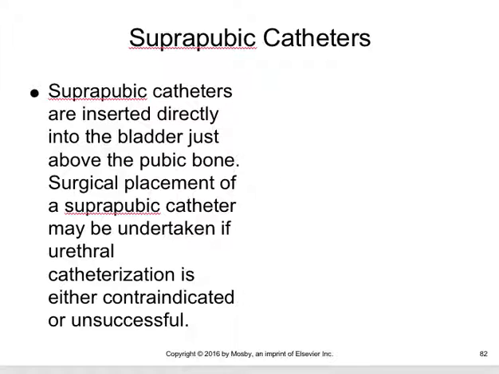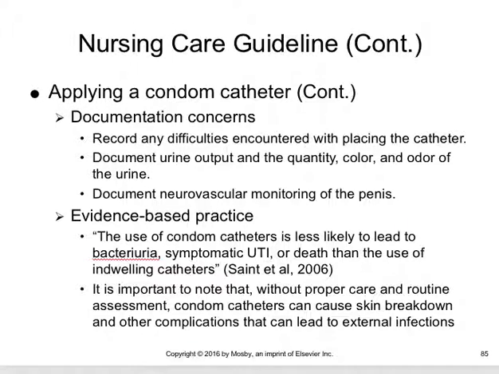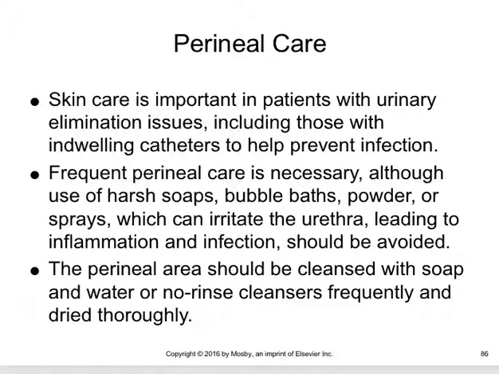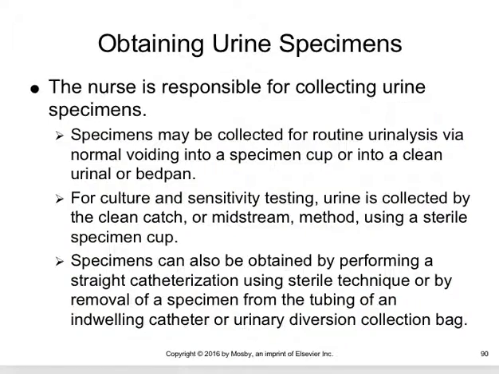This is a catheter that's actually inserted directly into the bladder above the pubic bone. You don't need to know too much about that. Condom catheter, I think you can figure it out. That's pretty evident. Perineal care, again, it's really important, especially if someone is having incontinence or if they have an indwelling catheter, that you're really just using soap and water. All of those other kinds of things that you can use cause inflammation and infection. So again, you can just read through this. Nothing that you need to know by heart. I think it will make sense to you.